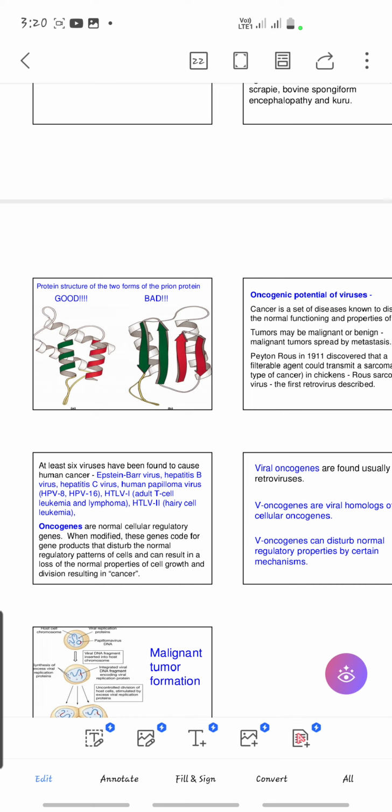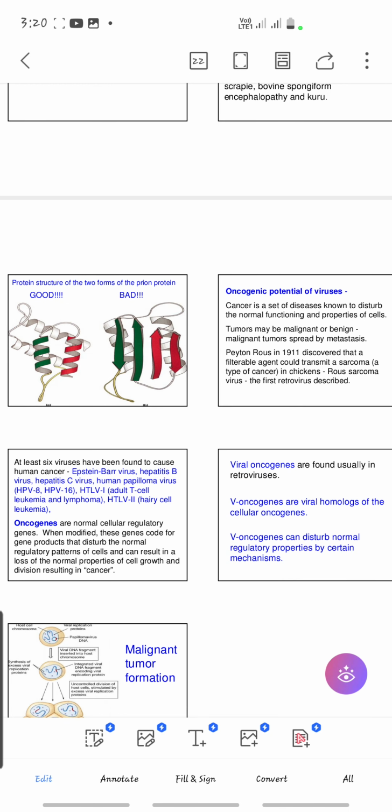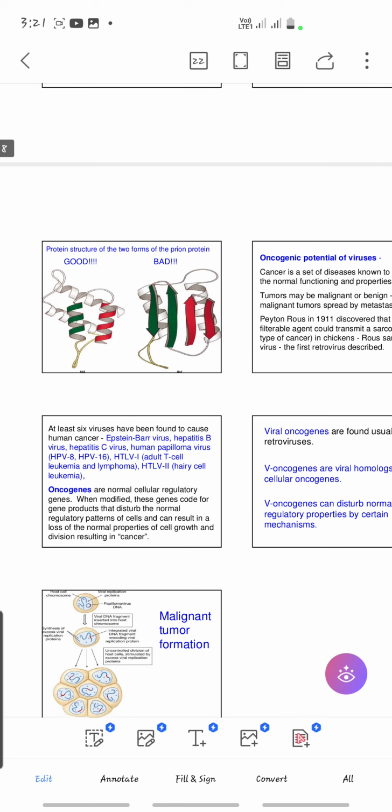So let's move forward to oncogenic potential viruses. Cancer is a set of diseases known to disturb the normal functioning and properties of the cell. Tumors may be malignant or benign. Malignant tumors spread by metastasis. The oncogenic potential of viruses was discovered by Peyton Rous, through a filterable agent that could transmit a sarcoma, a type of cancer. So that is oncogenic potential viruses.